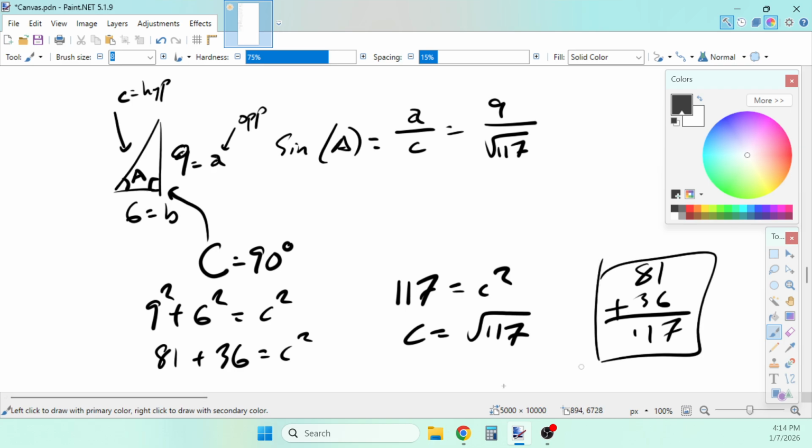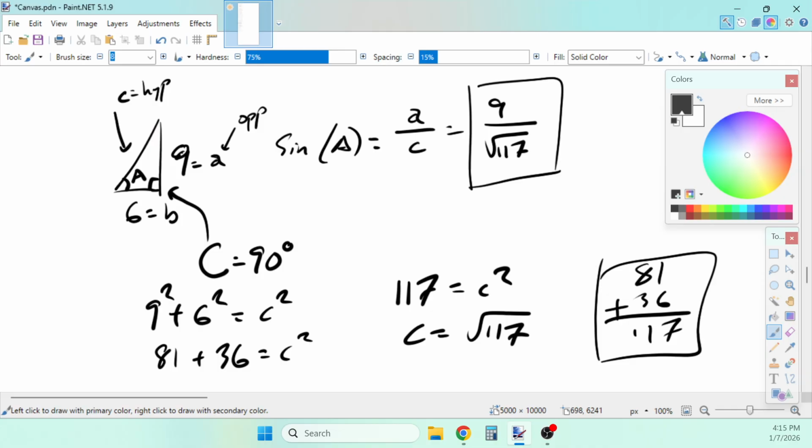Yeah, that is 117. Okay, so here's our answer. We plug it into a calculator. We round to 3 decimal places. The next question is a similar one. We're finding cosine instead of sine.